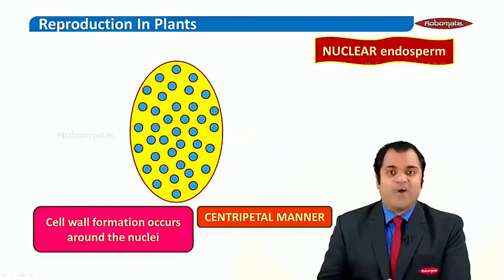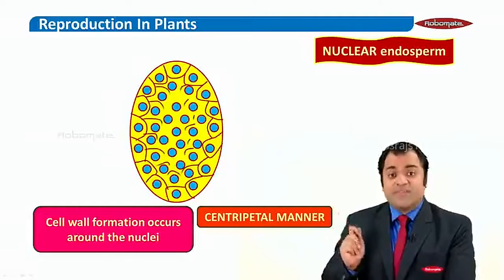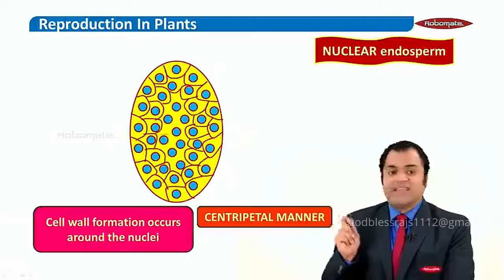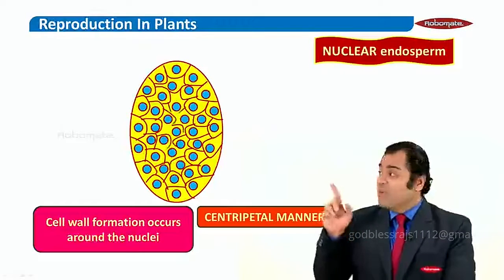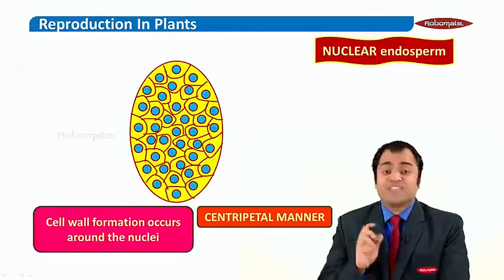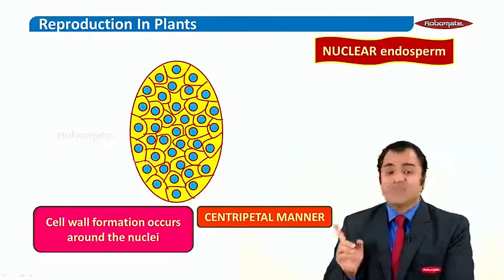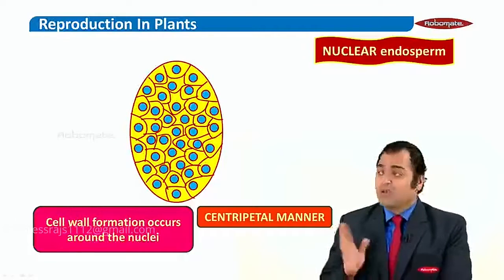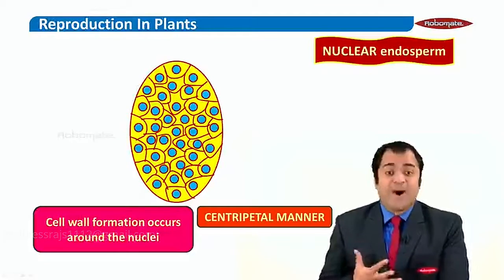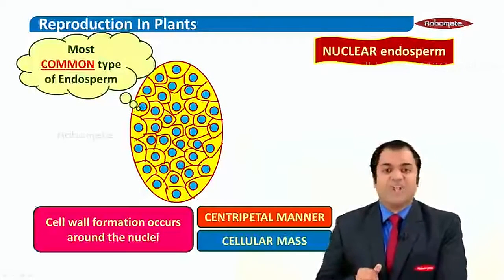Let us see how. Look here. You see how the cell wall is getting formed around the nuclei? You can see it very clearly. It is getting formed from out to in. So we can say that cell wall formation takes place from out to in, or in the centripetal manner. And what you end up with now is a compact tissue, the cellular mass, which is called the endosperm.